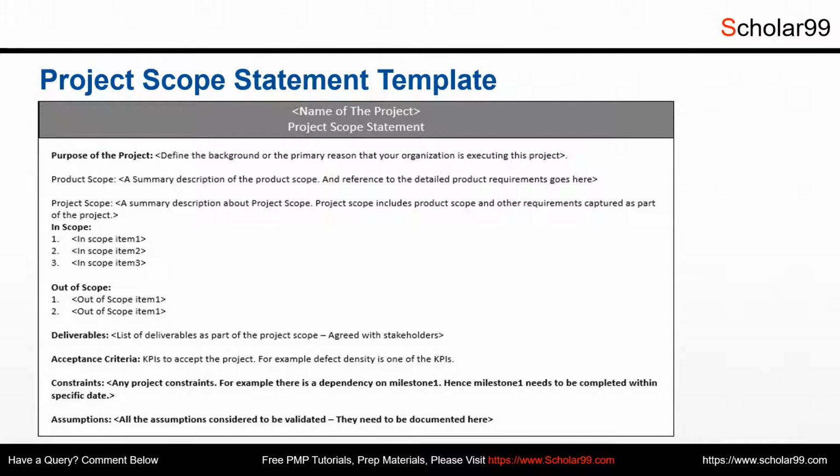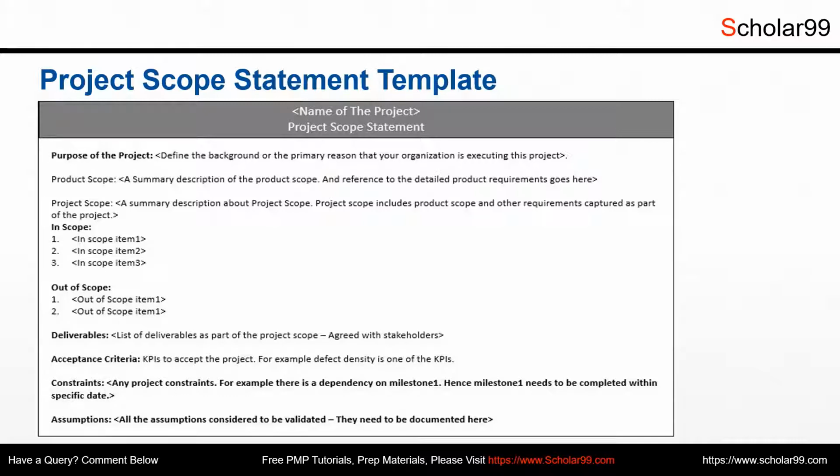The list of deliverables that your project is going to deliver. Acceptance criteria, which is handshaken and agreed between the customer organization and the project organization. And if there are any assumptions or constraints identified during the define scope process, those must be documented in the project scope statement.